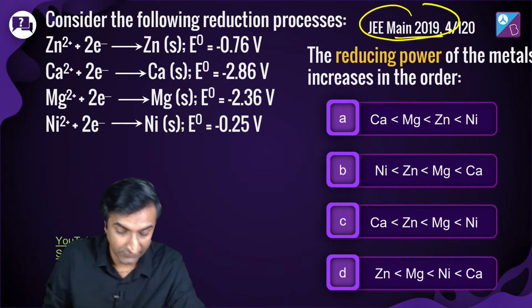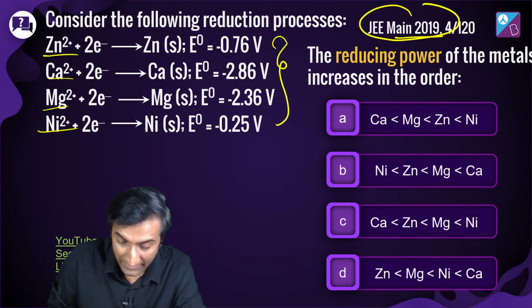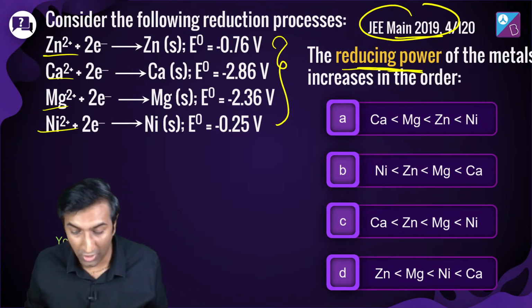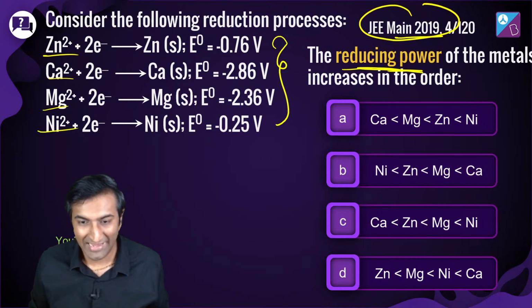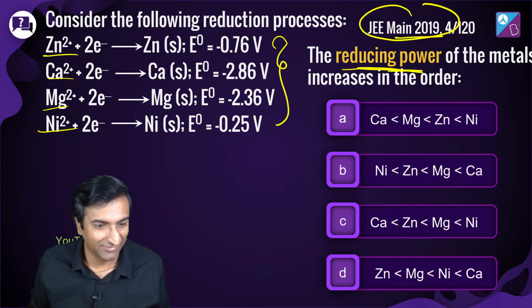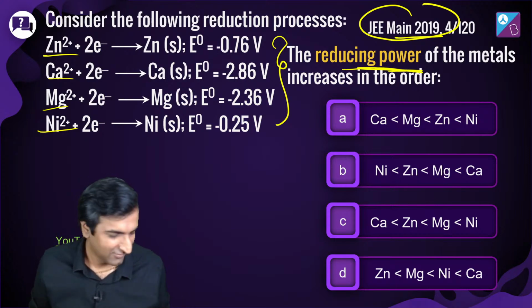Consider the following reduction processes. You've got these reactions and a bunch of E0 values. You have to figure out in what order the reducing power of the metals increases. Try it, please, while I fix the alignment. My life with PPTs, this happened in the NEET session as well. Everything I aligned in the morning decided not to stay aligned. So yes, we do a bit of fixing on the fly.